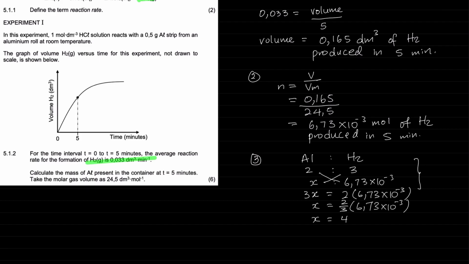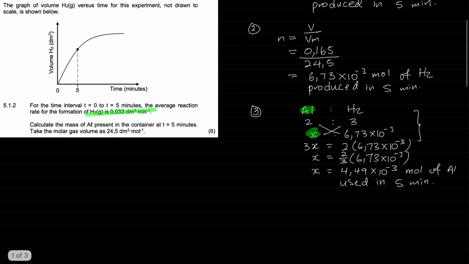That gives us 4,49 times 10 to the negative 3. Now, what is this? Remember, we said that this is aluminium, but it is not aluminium that's formed. This is aluminium that's used. So, moles of aluminium used in the same 5 minutes.